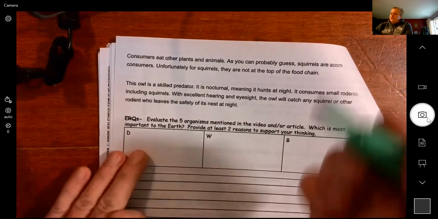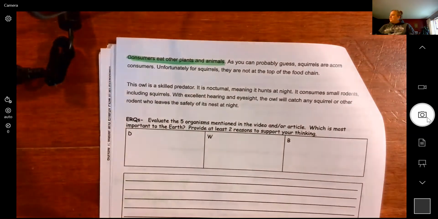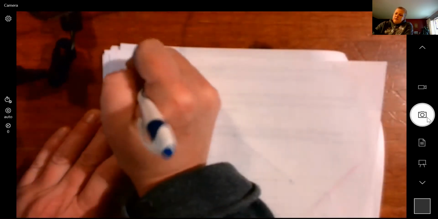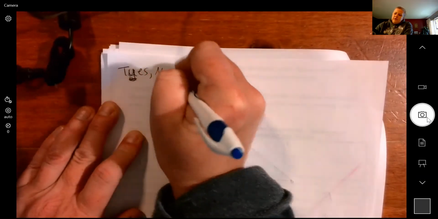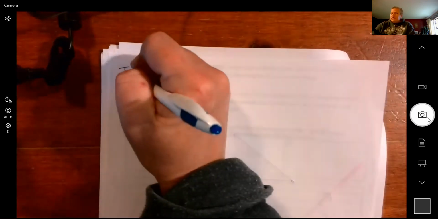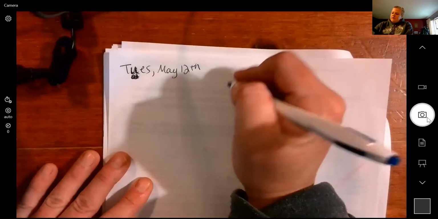All right, so we have consumers that eat other plants. All right, so I'm going to do a little diagram so we can see. This is Tuesday, May 12th. Now you are welcome to do my diagram just like I do it, or you can make it your own. The key is we're using pictures and colors to help us understand. Scientists really like diagrams. So here we go.